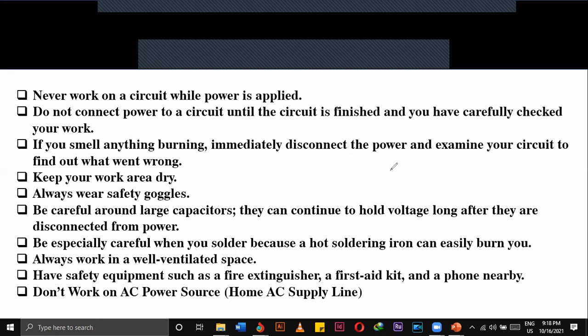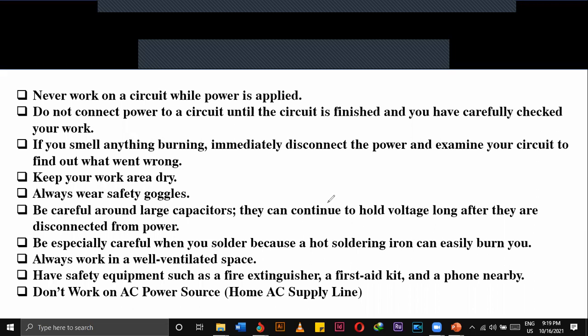Be especially careful when you solder, because a hot soldering iron can easily burn you. In our basic course, we don't learn about soldering, so I highly advise you not to do soldering. If you want something soldered, you can give the job to your parents and ask them to solder, and they will provide you the soldered items.